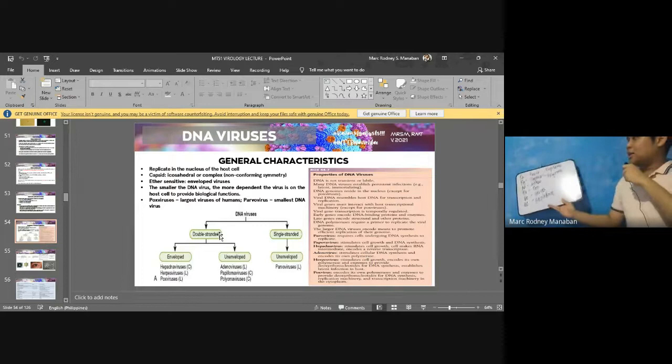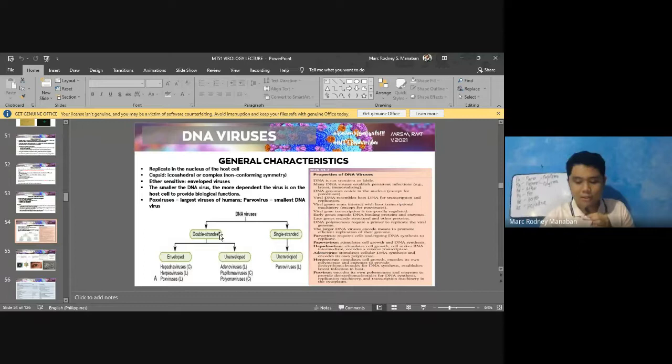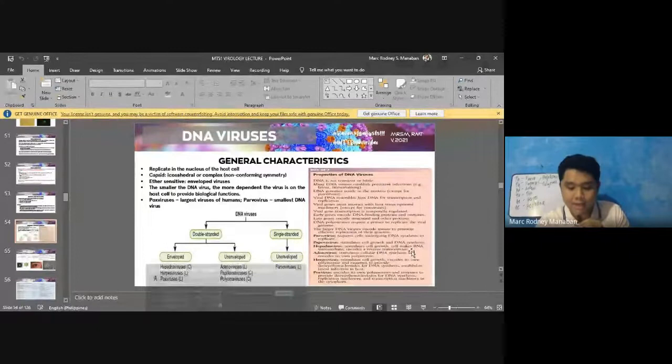Alright. So, we'll start with the different families of your DNA viruses. Take note, very important: which ones are enveloped and unenveloped. The ones classified as enveloped are the HEPA DNA viridae, the herpesviridae, and the poxviridae. So those families among the DNA viruses are enveloped. Okay, the rest are unenveloped. And another one: which is the single-stranded DNA virus? Your parvovirus. So take note of that.